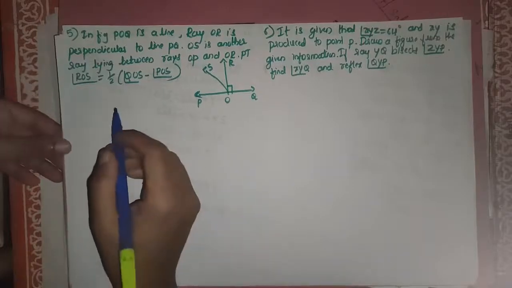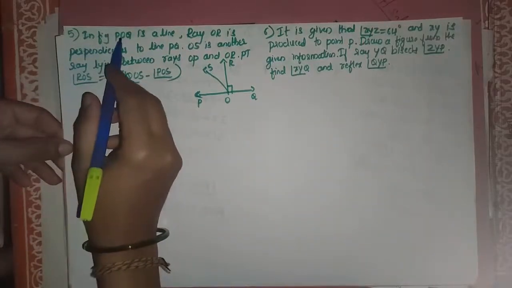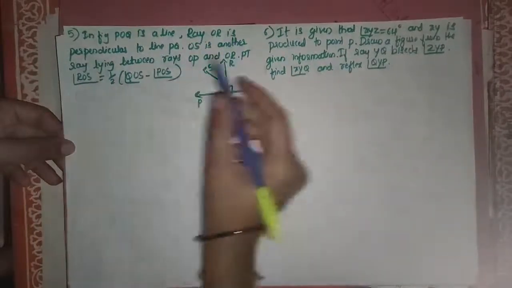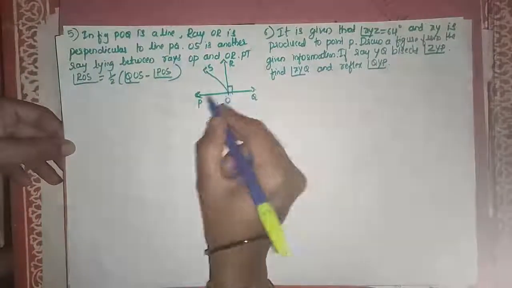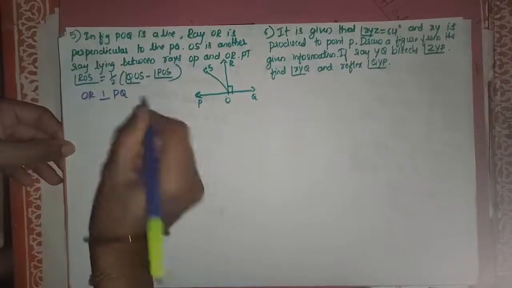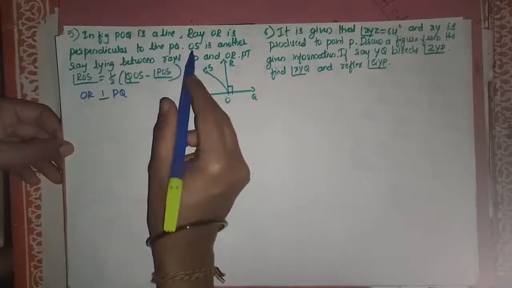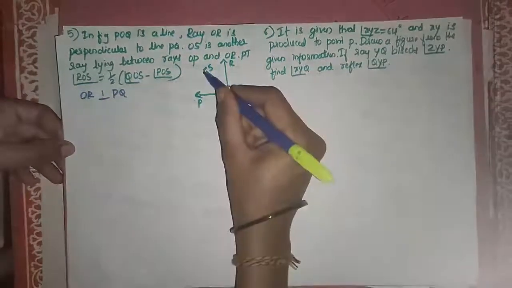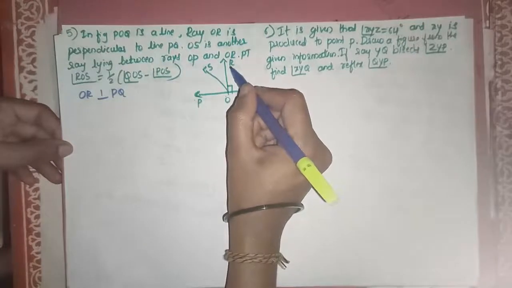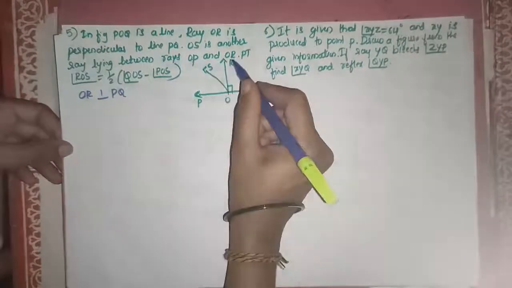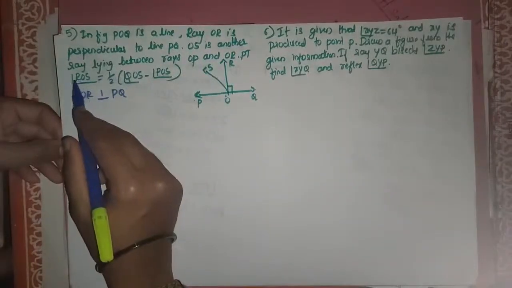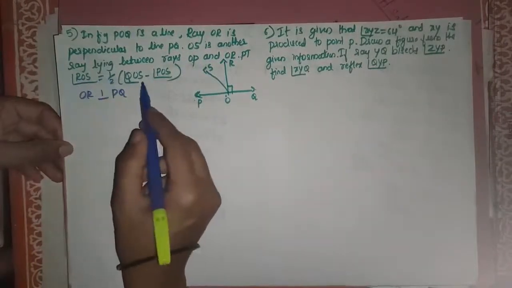So here in the fifth question, in the given figure, POQ is a line. Ray OR is perpendicular to PQ. OS is another ray, here another ray is there, which lies between OR and OP. Prove that ROS is equal to half of QOS minus POS.